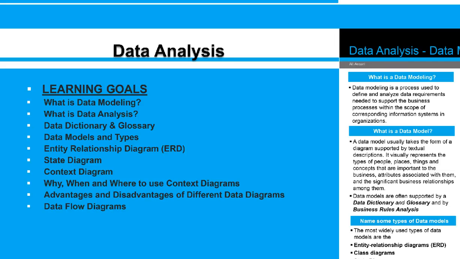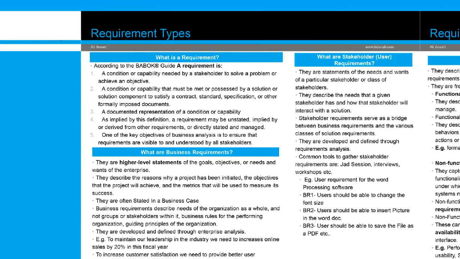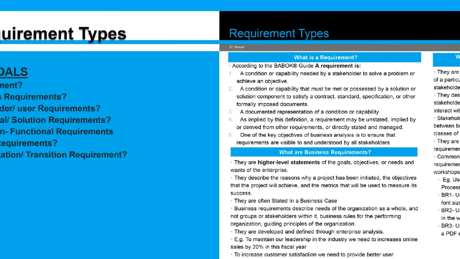So let's get to the next one that we have, which is the requirement types. Now when we are doing these requirements, there are different types of requirements that we need to be aware of, and we need to write these requirements. So what are these requirements? What are business requirements, what are stakeholder and user requirements, what are functional and solution requirements, functional and non-functional requirements, what are project requirements, what are implementation and transition requirements. So we'll take a look at all these requirements in detail when we get to the requirement types.